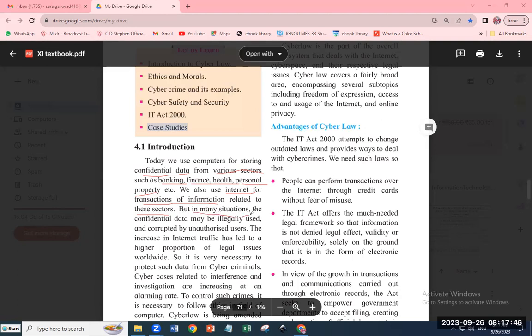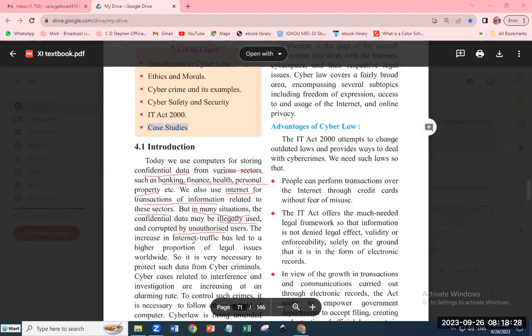But in many situations, the confidential data may be illegally used and corrupted by unauthorized users. Right? We have many incidences which are coming up that the bank account was hacked and the money is being taken. Right? So how is that happening? With the help of unauthorized users. They are not authorized to come into my account, but they'll hack my data, they'll hack my password, and they can come into my account. Either they can corrupt my data, or they can use the data illegally.